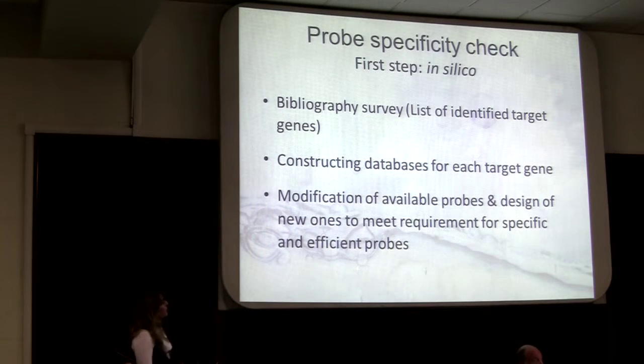So the first step, everything is in silico. You will design your probe. We didn't redo all the work. We just did a bibliographic survey to check if there are already some probes existing in the literature. And we used PCR probes, FISH probes, every kind of probe available. And we listed all the probes available for each target we wanted to focus on with this project.